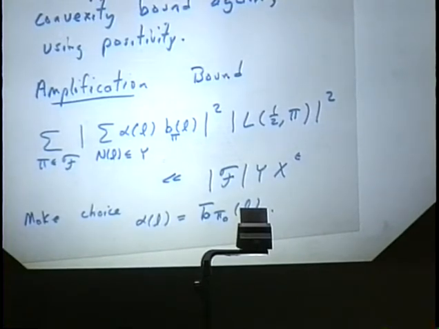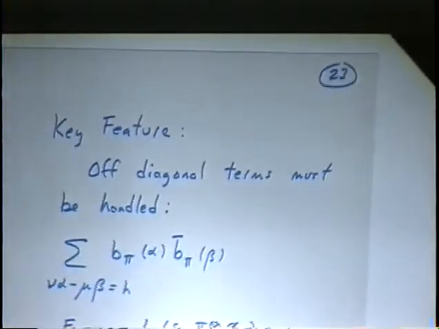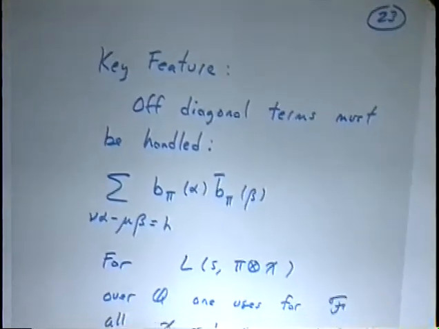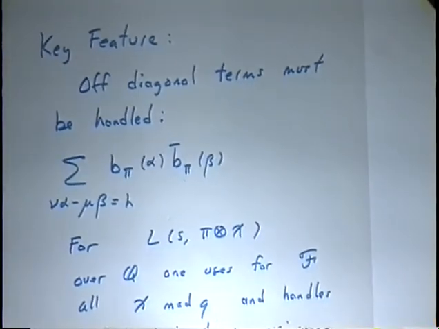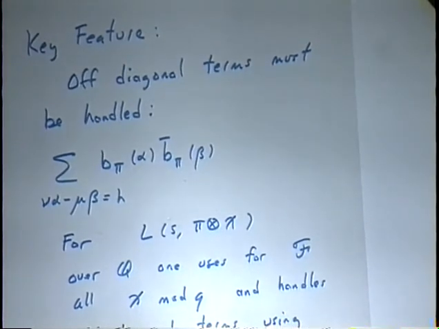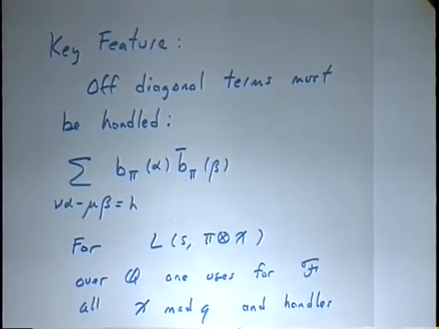And the key feature in this, where all the difficulties arise, is because once you do this, off-diagonal terms arise. And in a sense, when you have the family being big enough, when it's soft, it's because everything is in the diagonal. The orthogonality is just enough. But if you want to do something deeper, you need to handle off-diagonal terms.